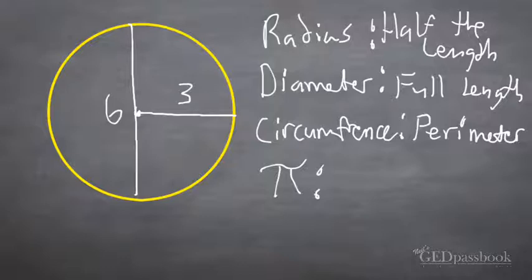That little symbol there is called pi, aka, for us, 3.14. That's an actual number. You're going to have to use that.